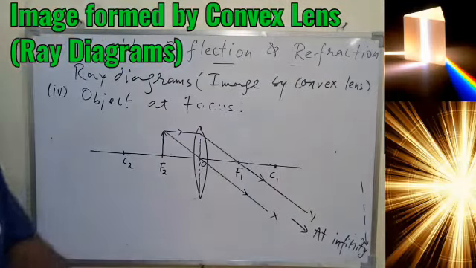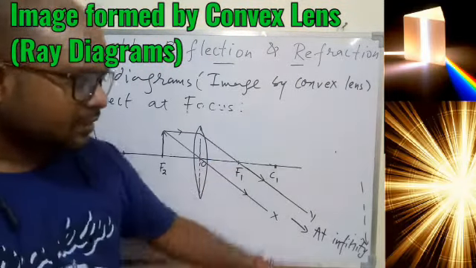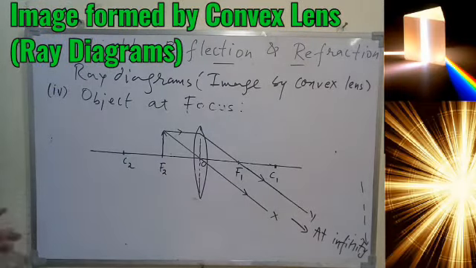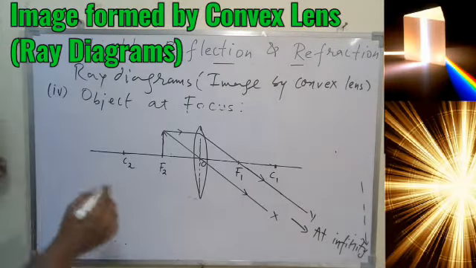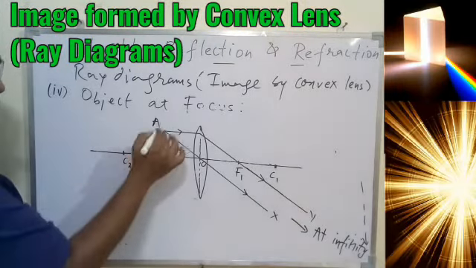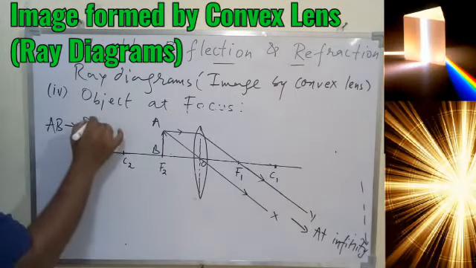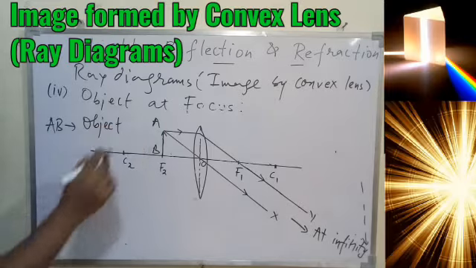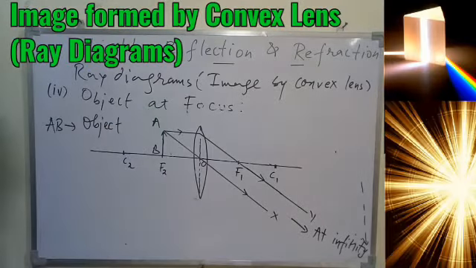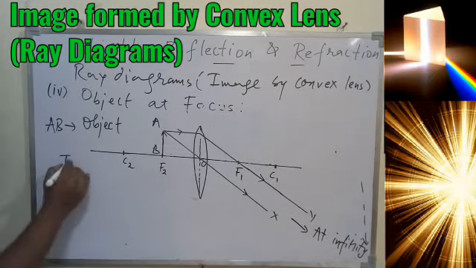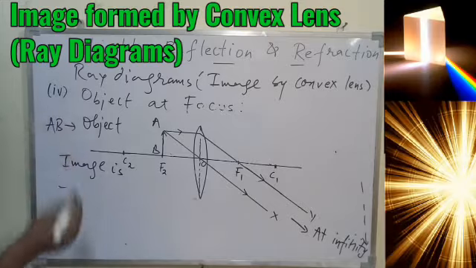The image will be real only, because the rays will finally converge, and that will be highly magnified also. So simply from this diagram we can write down that the rays are going parallel. In this case, this is our object AB, and the image is at infinity, so we are not drawing the image because we are not able to see the image here. So the characteristics we can write down: the image is basically, very first, real.